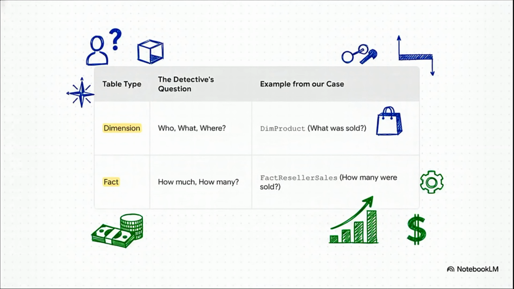Now, inside Power Query, you're going to find there are basically two main types of evidence tables. First, you've got your dimension tables. These tables answer the who, what, and where questions. So for us, our product table tells us about the items being sold. Then you have the fact tables. These are all about the action. They answer how much and how many. Our sales table, for example, is a fact table because it tracks the actual sales, what was sold and for how much.